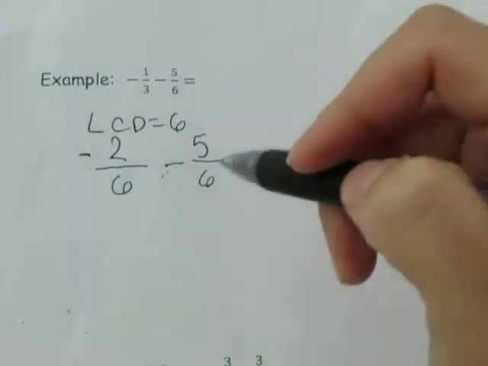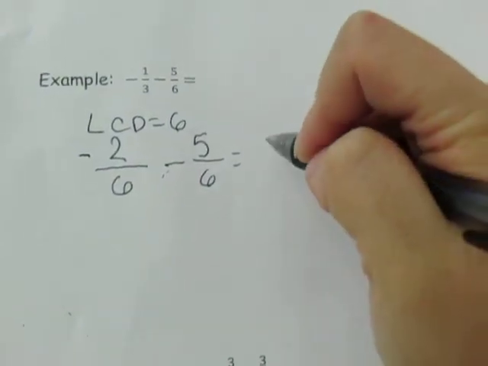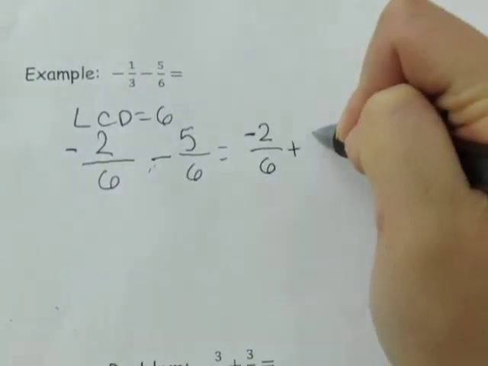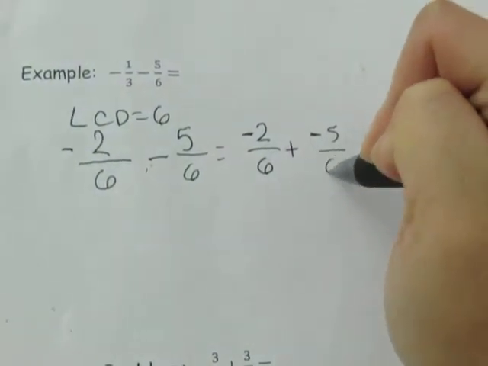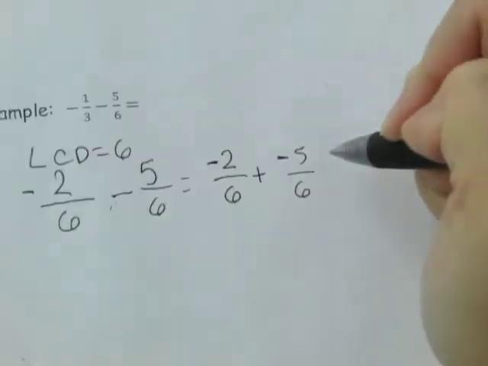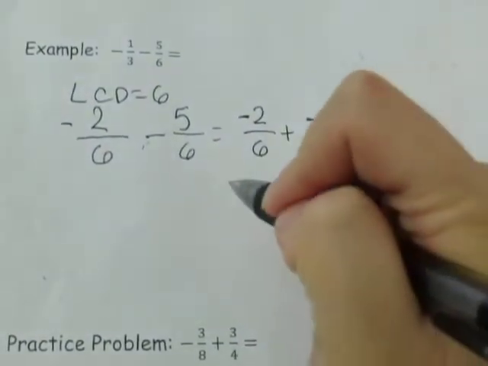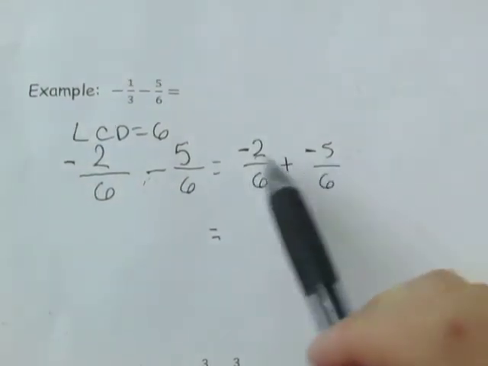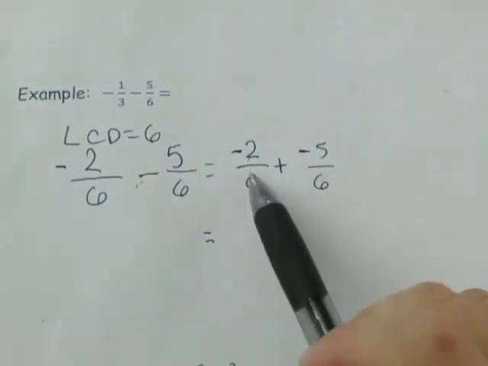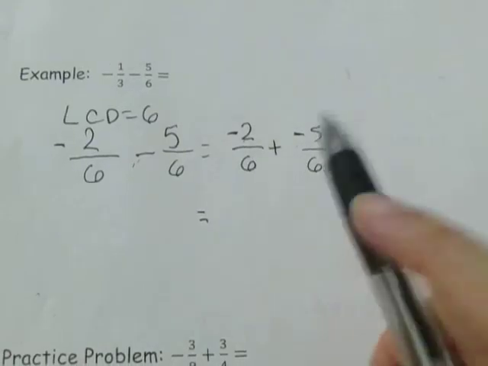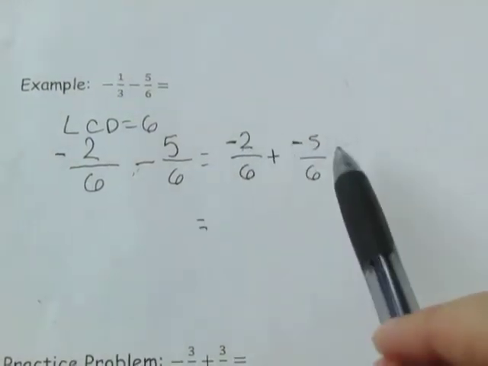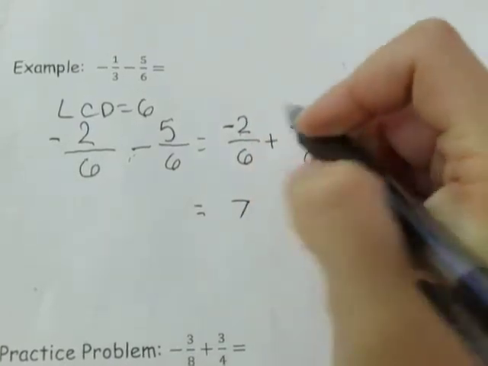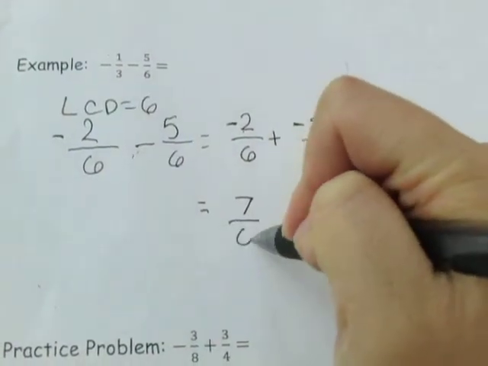I'm going to go ahead and rewrite this one as an addition problem. This is equal to negative 2 over 6 plus negative 5 over 6. Because remember, subtracting is the same as adding the opposite. Now, these two are same signs. They are both negative. So I'm going to add, so 2 plus 5 is 7. And then so it's going to be 7 over 6.